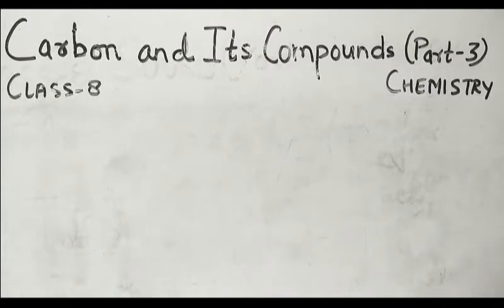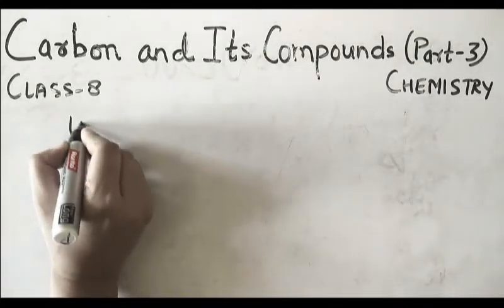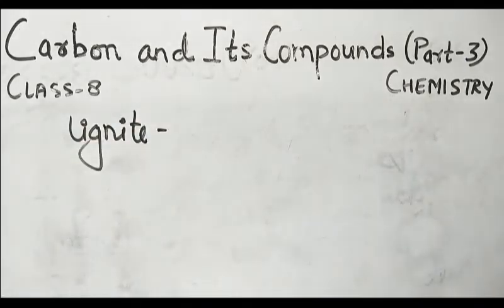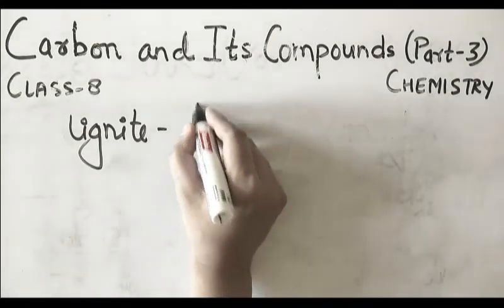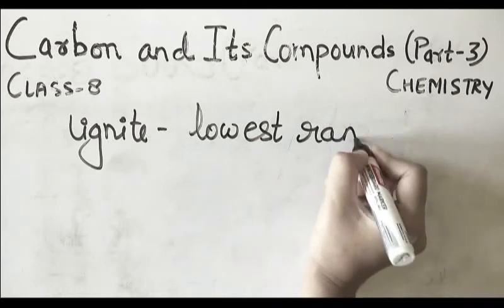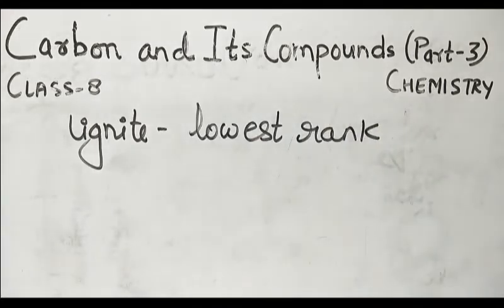Okay, so first thing, that is lignite. Lignite is generally the soft form of coal, or it is the lowest rank of coal. You can also say it is the lowest rank of coal. Why is it the lowest rank of coal? Because it is made by partially decomposed organic matter.